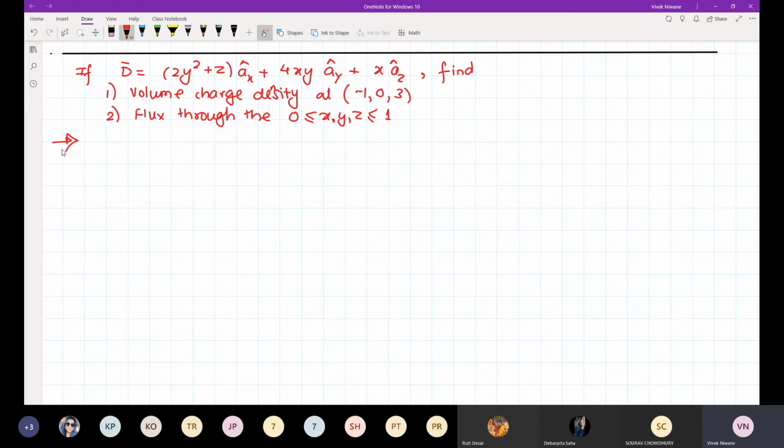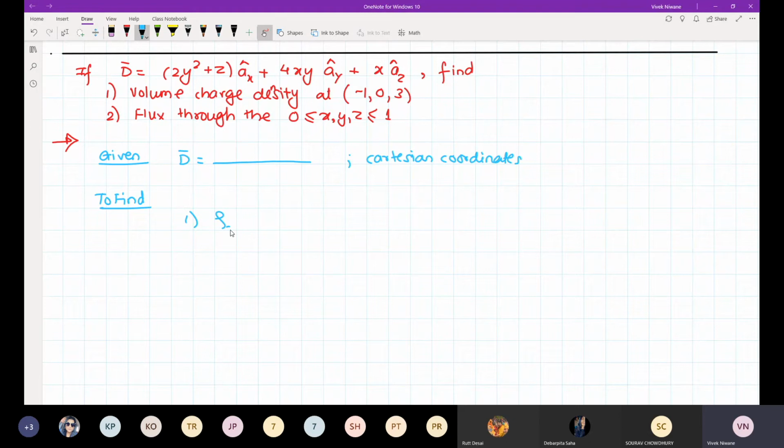I am going to give you only the steps. You are going to solve the numerical on your own. So we do have some given quantities. Given is the d bar expression. So this indicates it is a Cartesian coordinate system.